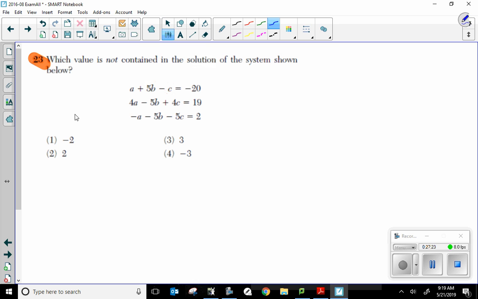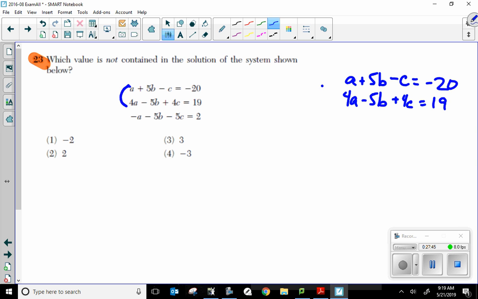All right? Let's see. So I'm going to use the first 2 equations, and I'm going to get rid of my 5b's there. That works out nicely. So I've got a plus 5b minus c equals -20. And then I got 4a minus 5b plus 4c equals 19. I'm going to add these 2 equations together. A and 4a give me 5a. 5b cancels, nice. Okay, 4c minus 1c is plus 3c. And if I add -20 and 19, I get -1.